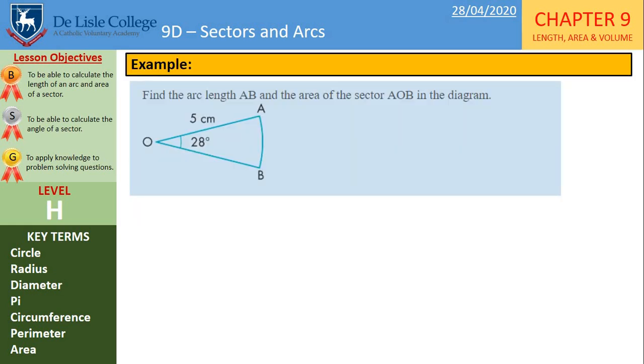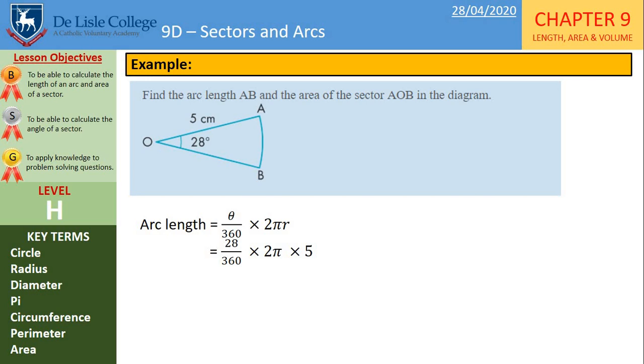Okay, let's have a look at an example. We're going to copy this one down into your exercise books. So make a sketch. It is a slight curve between A and B because it's a sector. So what we've got, we need to calculate the arc length and the area of the sector from that diagram. First of all, we're going to work out the arc length. So we've got theta over 360 times 2 pi r. Substitute in what we know. So we will have 28 over 360 times 2 pi times 5.